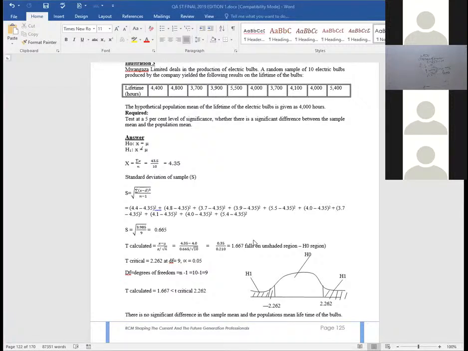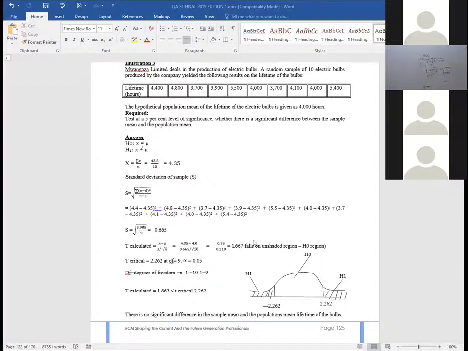Yes, Winnie. If you don't want to draw this to know whether it falls on the shaded or the unshaded area, you can just say that if T calculated is less than T critical, you accept, or if it is greater, you reject. How do you handle that, normally, instead of drawing this?